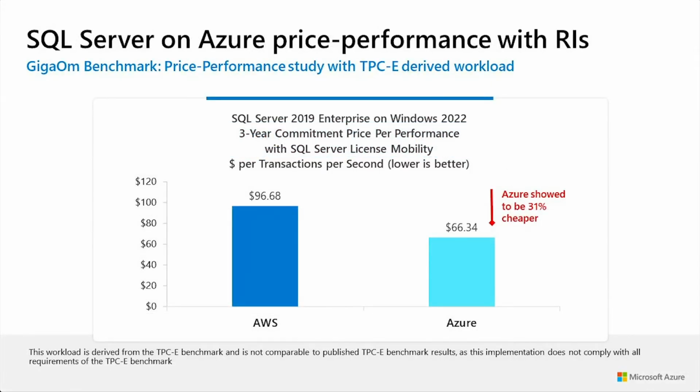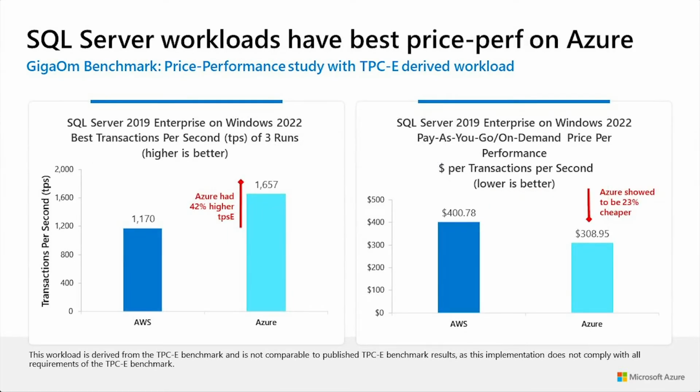GigaOM did an extensive performance study between Azure's EBDS V5 and AWS R5P EC2 instances with the TPC-E and TPC-H derived workload types. For context, the TPC-E derived workloads are OLTP-based applications, and performance is measured in transactions per second. The TPC-H derived workloads are OLAP applications that measure the query performance in a data warehousing context.